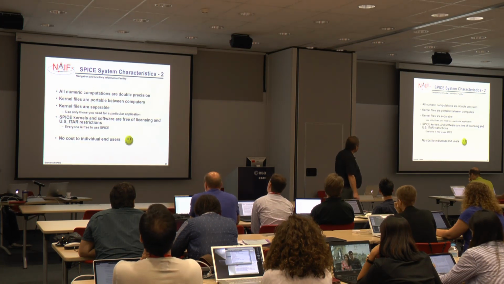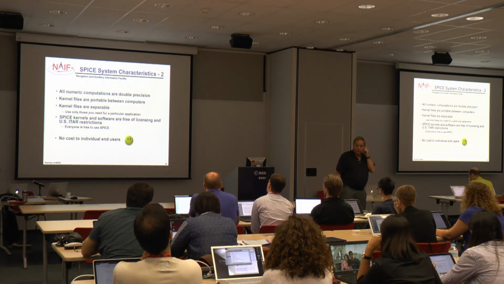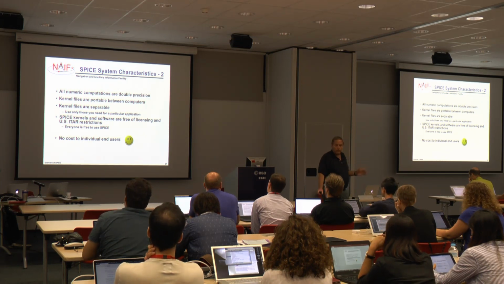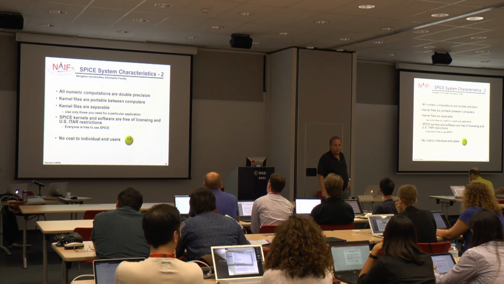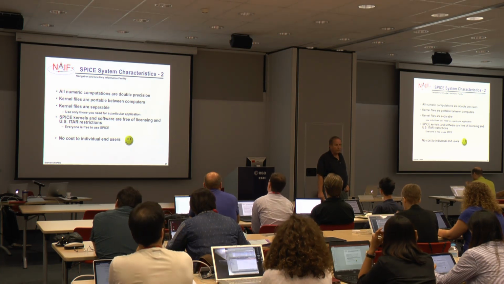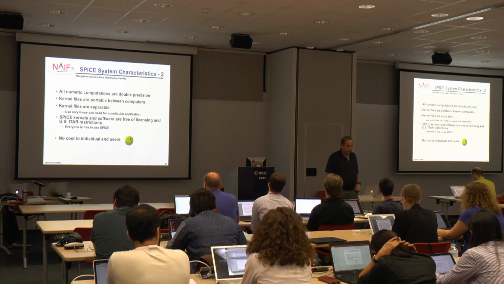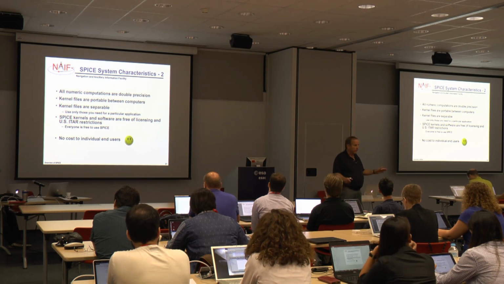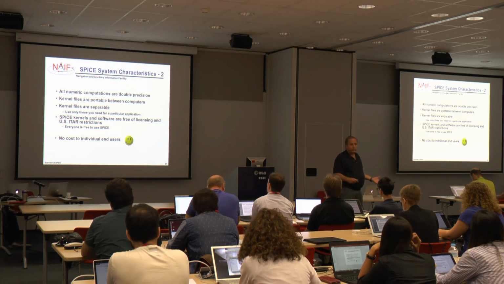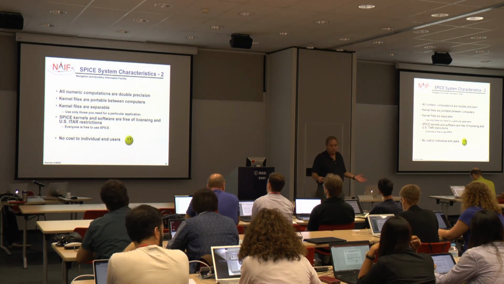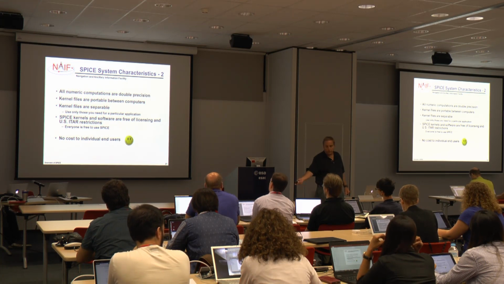Some more characteristics. Everything is double precision, all the computations, so it's very high accuracy. There are a few times when maybe quadruple precision would be useful for radio science, but for the most part, double precision works for science investigations. You can port kernels between different kinds of computers, PC on the one hand and Mac on the other hand, for instance.